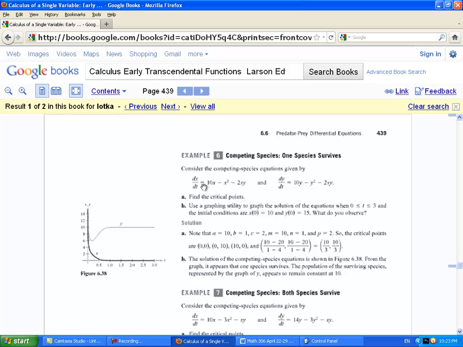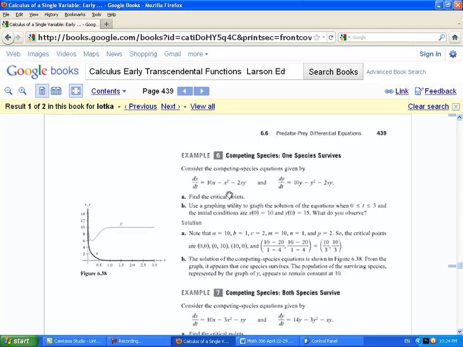All right, so here's one example of equations for two competing species. You can find the critical points, and you can use some graphing utility. I will show you how to use a graphing utility in the class. Very nice way to show how you can write these equations and show how the two populations change. And in this case, he ends up with a result that population x dies, population y goes to its stable point.